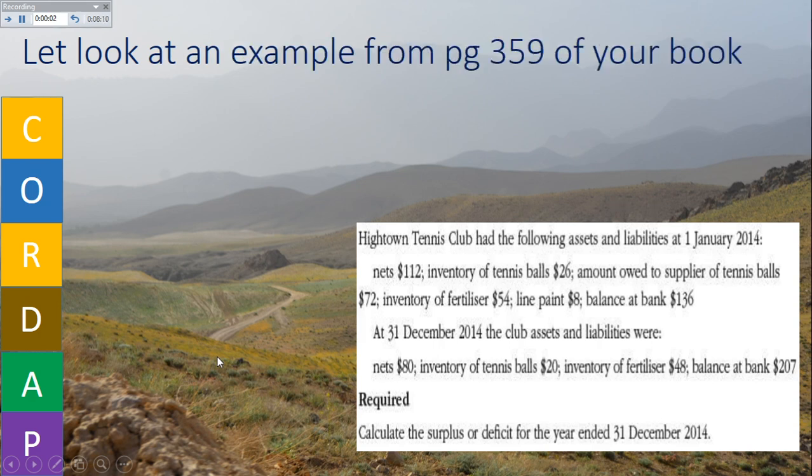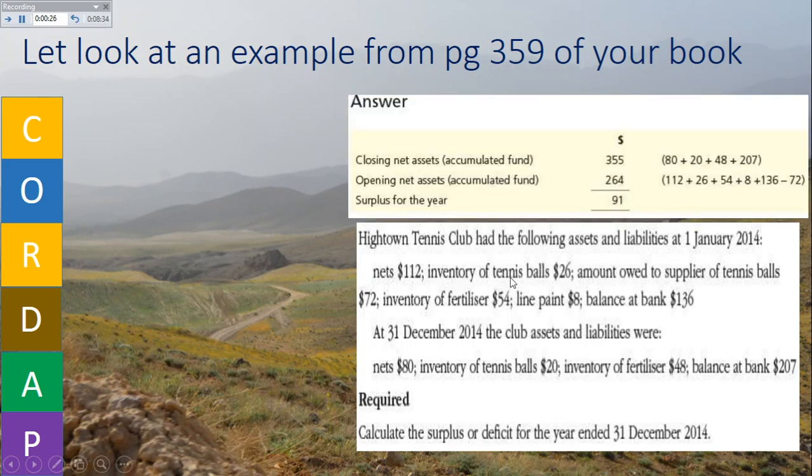So let's look at an example from page 359 of the book. We'll be solving it using this code. So you have a question here where assets and liabilities at the opening date, that's 1 January 2014, and assets and liabilities at the year end are given here. So calculate surplus or deficit. So here what we do is, it's very simple. I'm going to show you the solution.